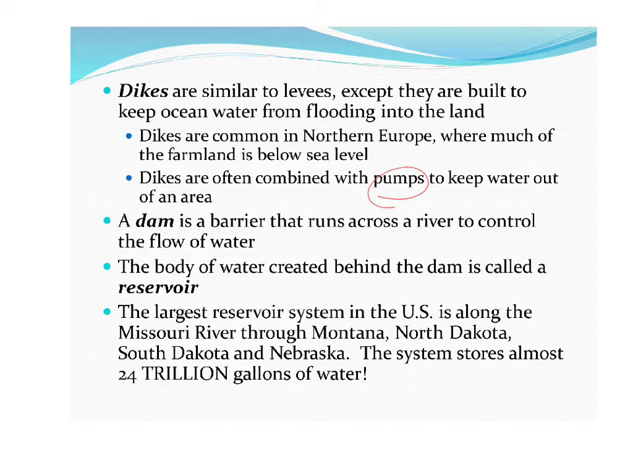All right, a dam is a barrier that runs across a river to control the flow of water. Most of you are probably familiar with the concept of a dam. The body of water that's created behind the dam is called a reservoir. The largest reservoir system in the United States is along the Missouri River. The Missouri River is a tributary of the Mississippi. And there are 6 large reservoirs on this river system. They're in Montana, North Dakota, South Dakota, and Nebraska. This reservoir system along the Missouri stores almost 24 trillion gallons of fresh water.